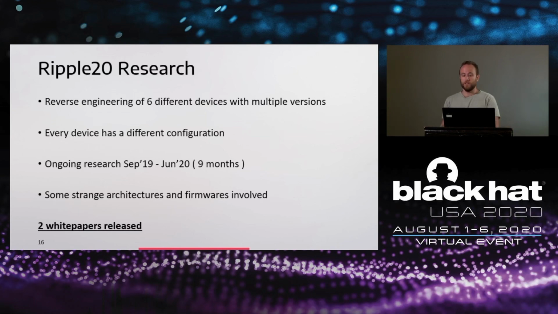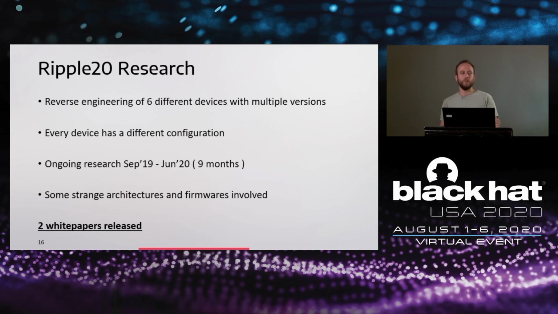A little bit about how we conducted our research. Because every instance of the Treck TCP/IP stack is different, we took 6 data points, 6 different devices, and reverse engineered them in multiple versions. We didn't spend the same amount of effort on all the devices, but we used these in order to understand the situation better, understand how the vulnerabilities change over time. Every one of our devices had a different configuration, a different version. The research took approximately 9 months with different levels of intensity, starting September 19th, ending sometime around June 20th with the public disclosure. And the research involved a few strange architectures, a few strange frameworks. We'll be talking about one of them today.